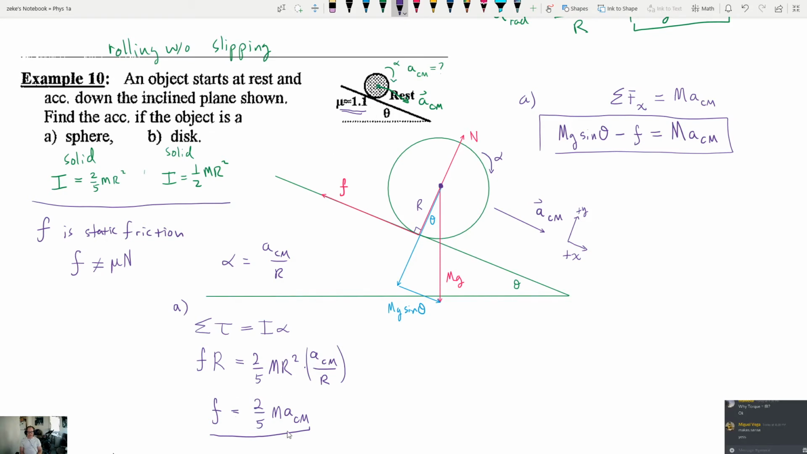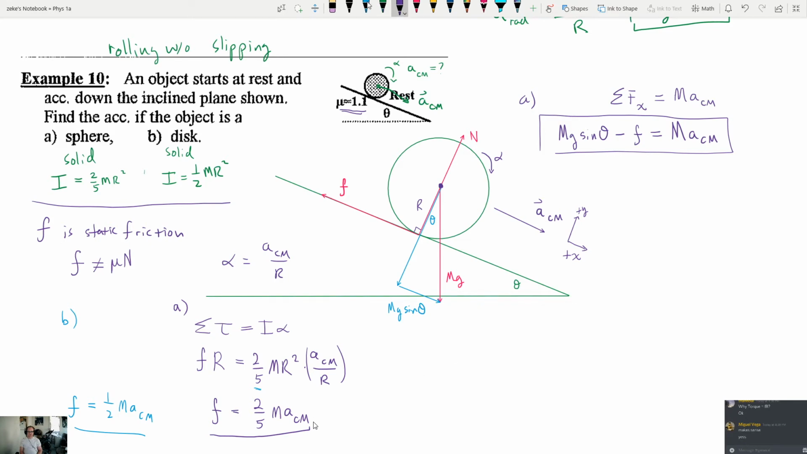Okay, so we have this answer for our friction force. Keep in mind that when we do this again for part B, for the disk, really only one thing is going to change, and that's this thing right here. When we do this for part B, the friction force is going to be equal to 1/2 M A_CM. That's the only thing that's really going to change.